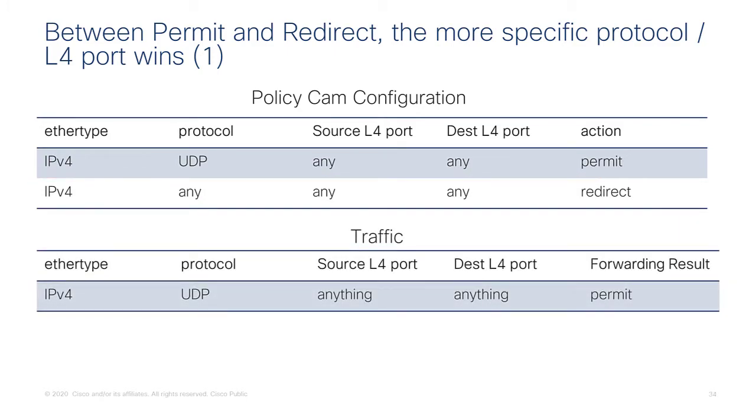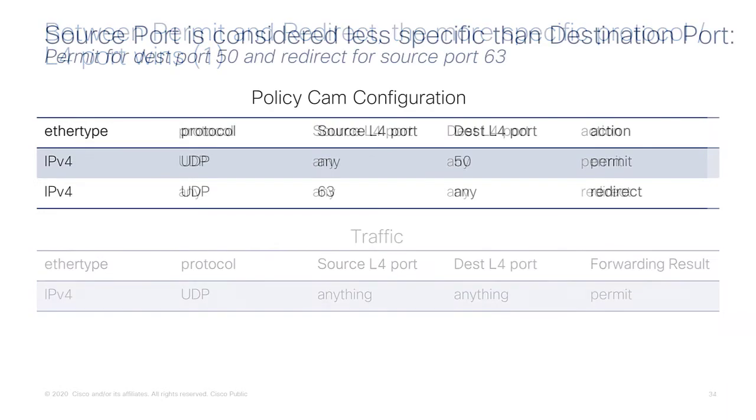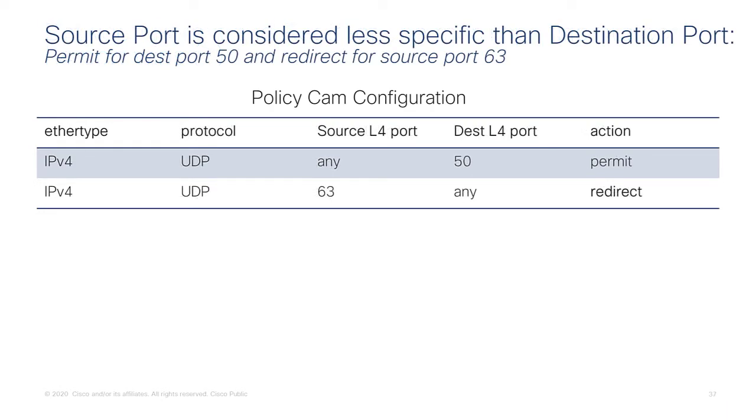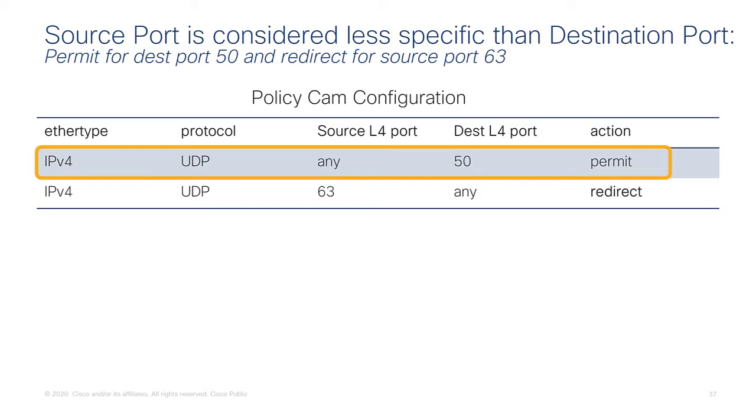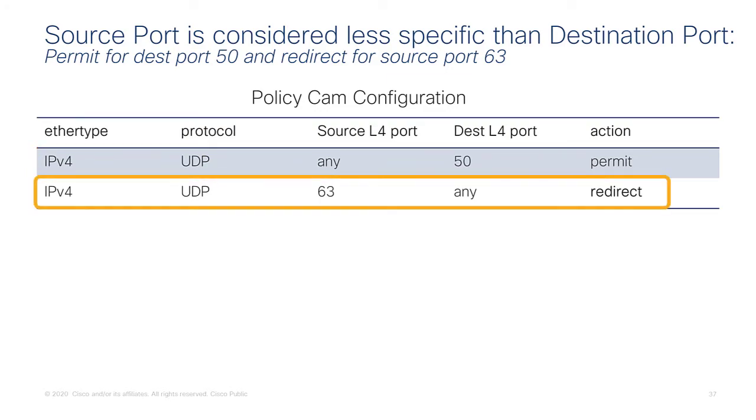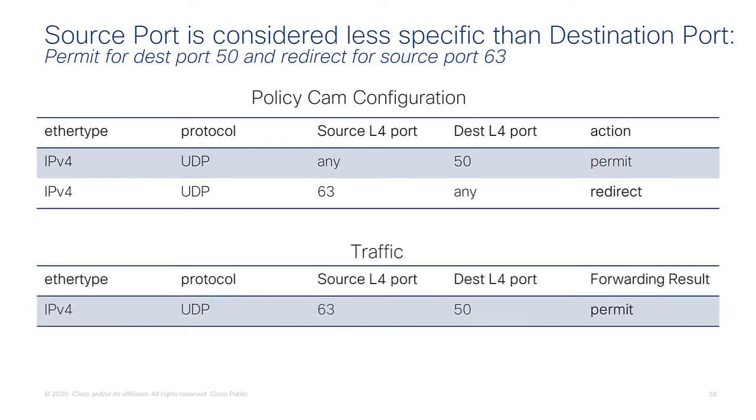The rule that wins is the UDP rule. So permit traffic is winning. Let's now take an example of a rule that says source layer 4 port any and destination port 50, and it is permit, and another rule that says source layer 4 port 63 and destination layer 4 port any, the action is redirect. If you have traffic that has source port 63 and destination port 50, the action that ACI takes is permit. Why? Because the destination layer 4 port wins over the source layer 4 port.